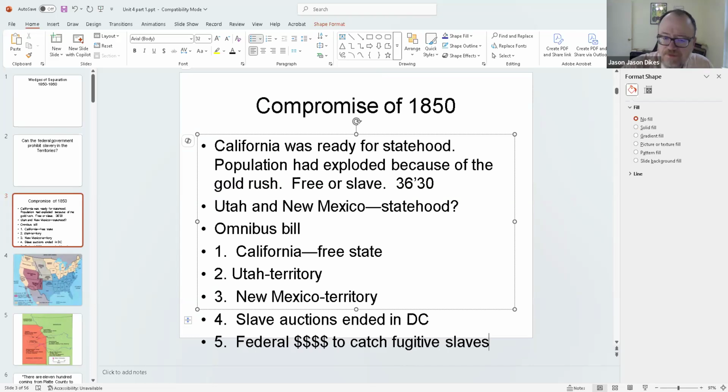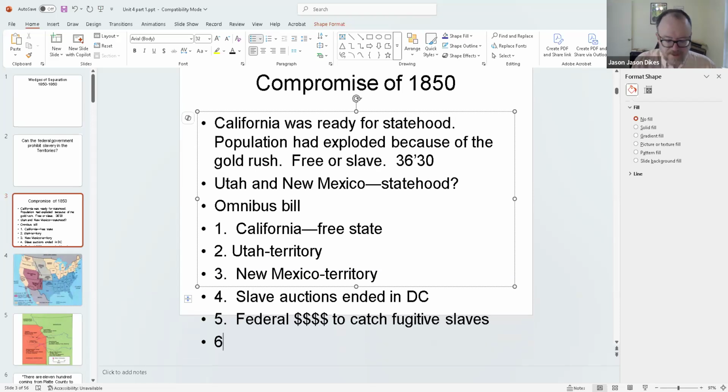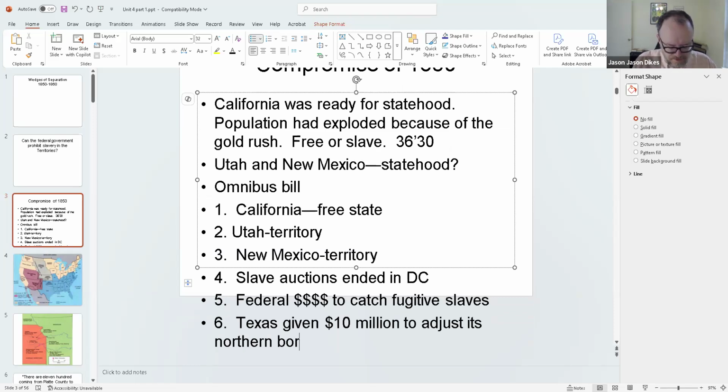This will lead William Lloyd Garrison, you might remember our abolitionist from Unit 3, to actually burn a copy of the Constitution in protest. And then sixth, Texas was given $10 million to adjust its northern borders.